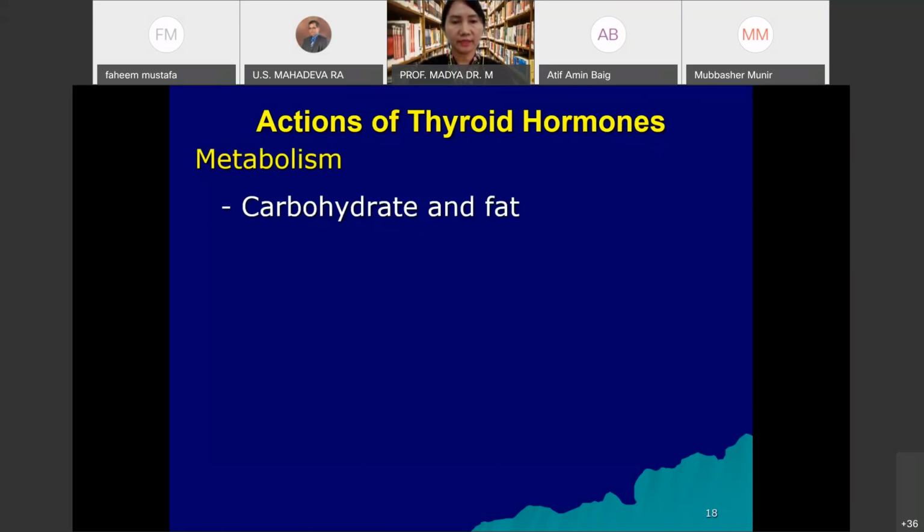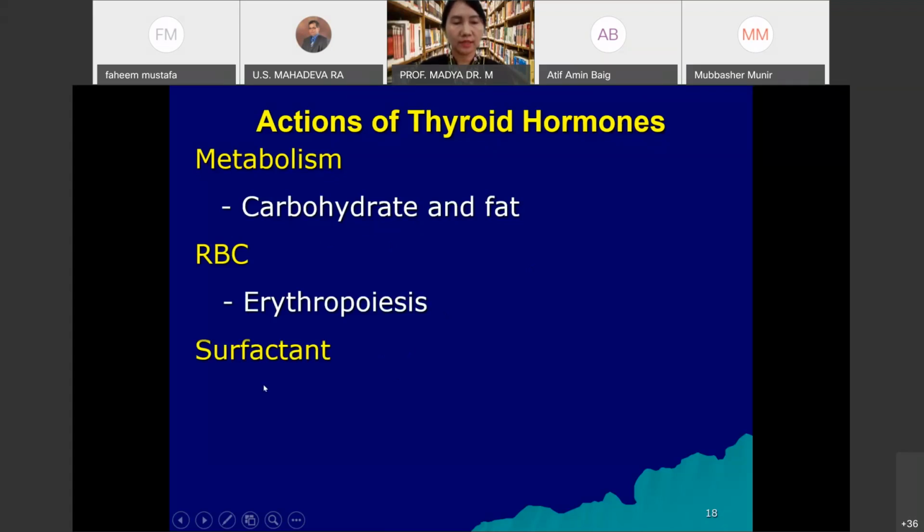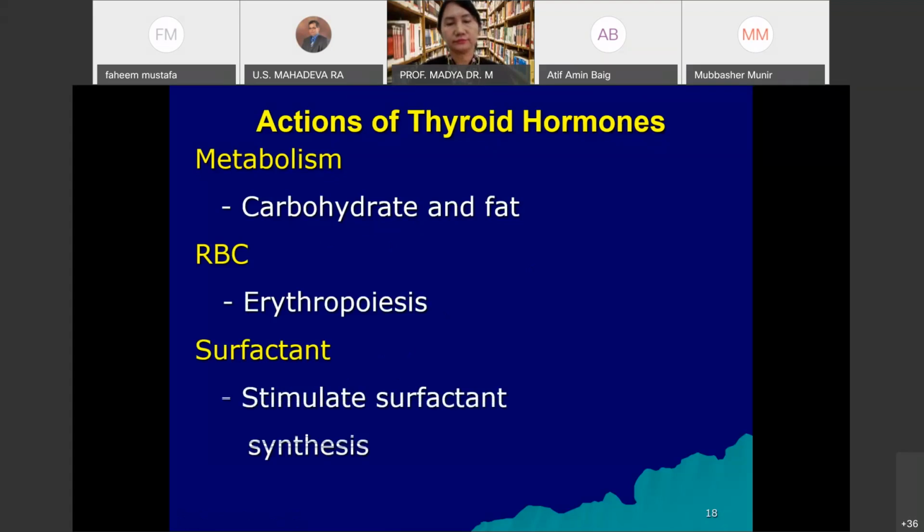In hyper, there will be an increase. In hypo, there will be a reduction. It stimulates red blood cell formation to an optimal level. And one important function is that it stimulates the synthesis of surfactant.